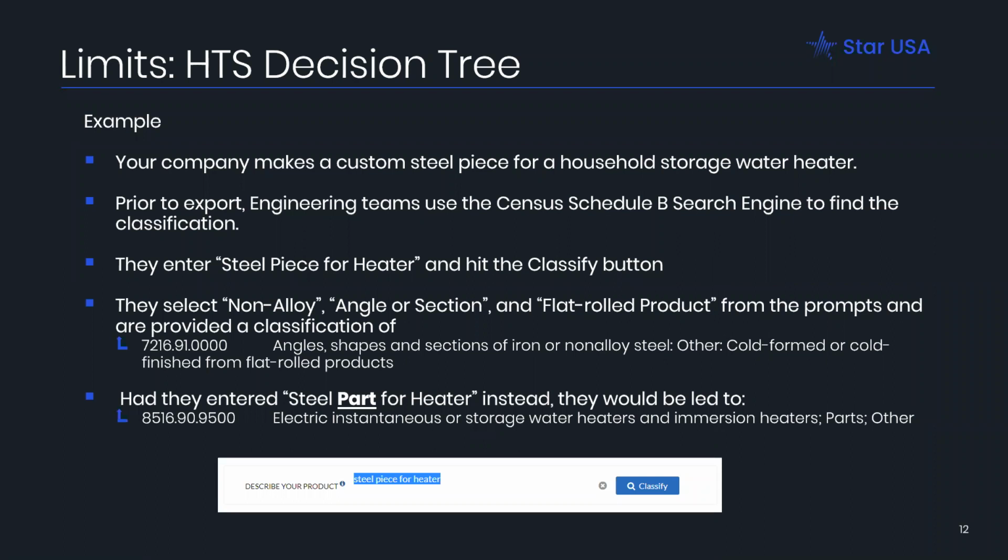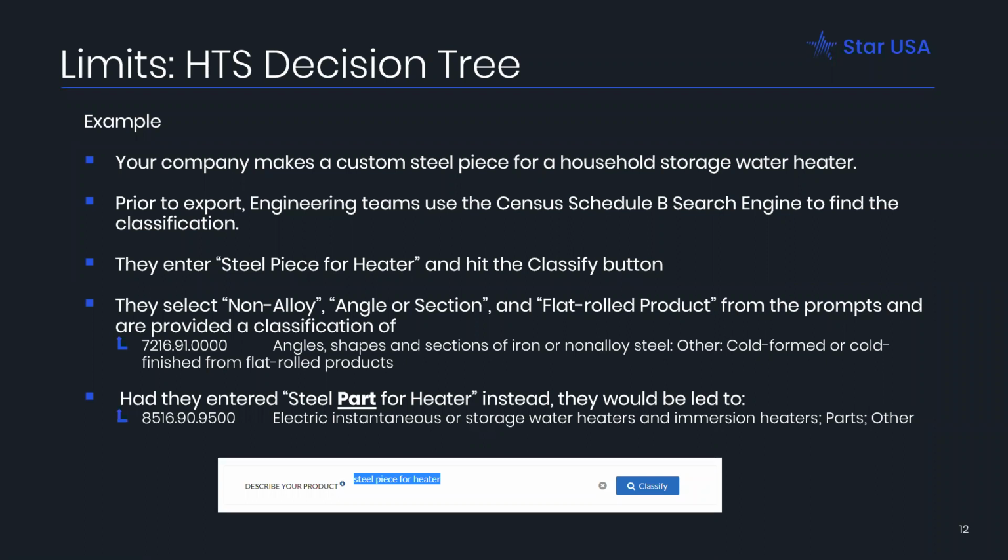Had they instead entered the words steel part for heater instead of steel piece for heater, they would have been led down through the decision tree to arrive at 8516909500, which is for electric, instantaneous, or storage water heaters and immersion heaters parts other. So this is a representation of how different a classification you can get. You're moving from chapter 72 to chapter 85, which is worlds apart. It's different sections of the tariff by just changing one simple word, and helping to illustrate how you can arrive at a very different decision because the tool doesn't know what you're trying to do.